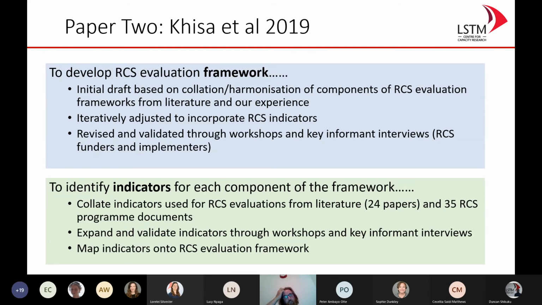This project was funded through FCDO and drew largely on the reported log frames from FCDO funded RCS projects. So what has already been reported in these log frames, what can we learn from them? And then based on that review and synthesis, that information was taken to expert workshops and through a key informant process to try and shape them further into something stronger and more transferable.